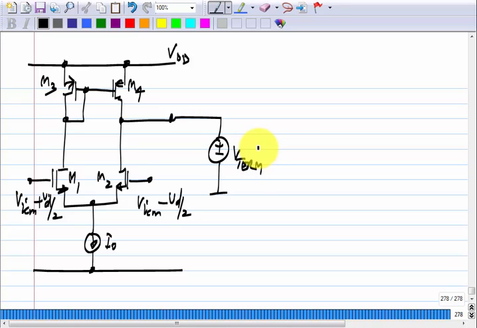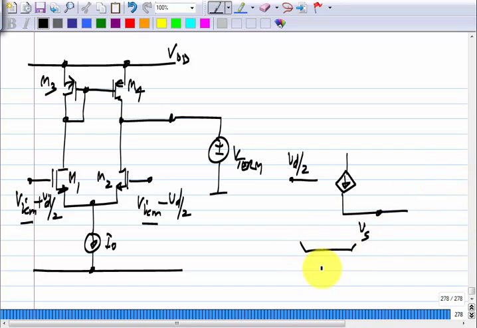Now, what happens to each of these things in the incremental equivalent? What happens to this VICM? It'll be zero, right? It's just a fixed bias. So the gate of M1. Then we have M1 itself. This is at VD by 2, or you can even call it V1. I think you will get exactly the same result. And the source, let me just call it VS. This whole thing is M1. And what will this current be? GM1 times VD by 2 minus VS.